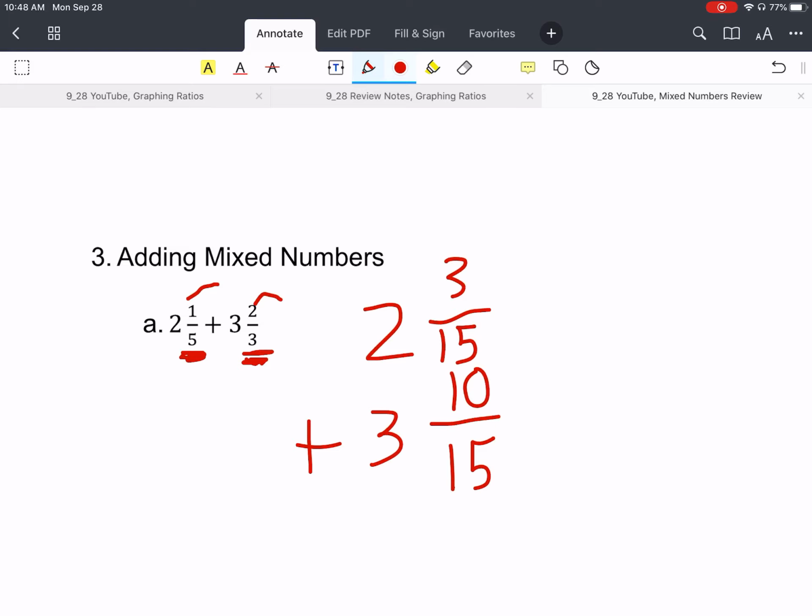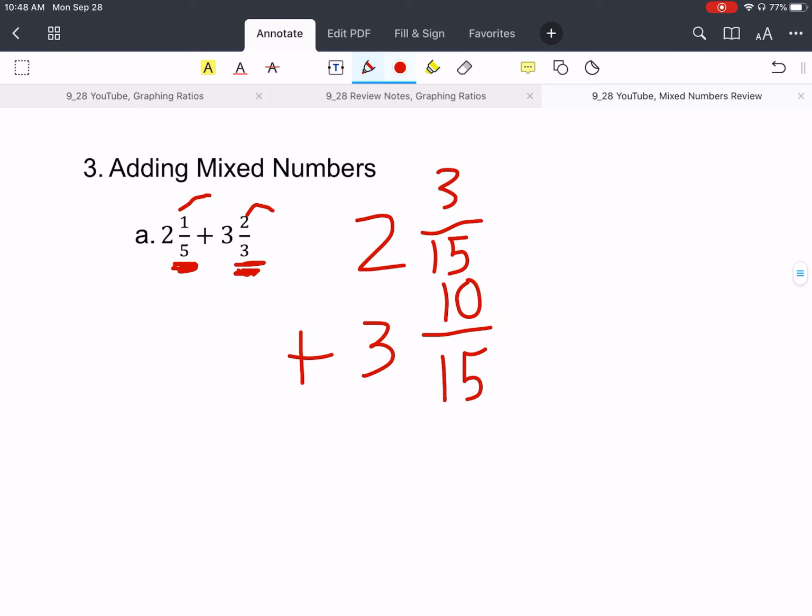Now that I have a common denominator, I can add the numerators and get a total of, my pen is not working.